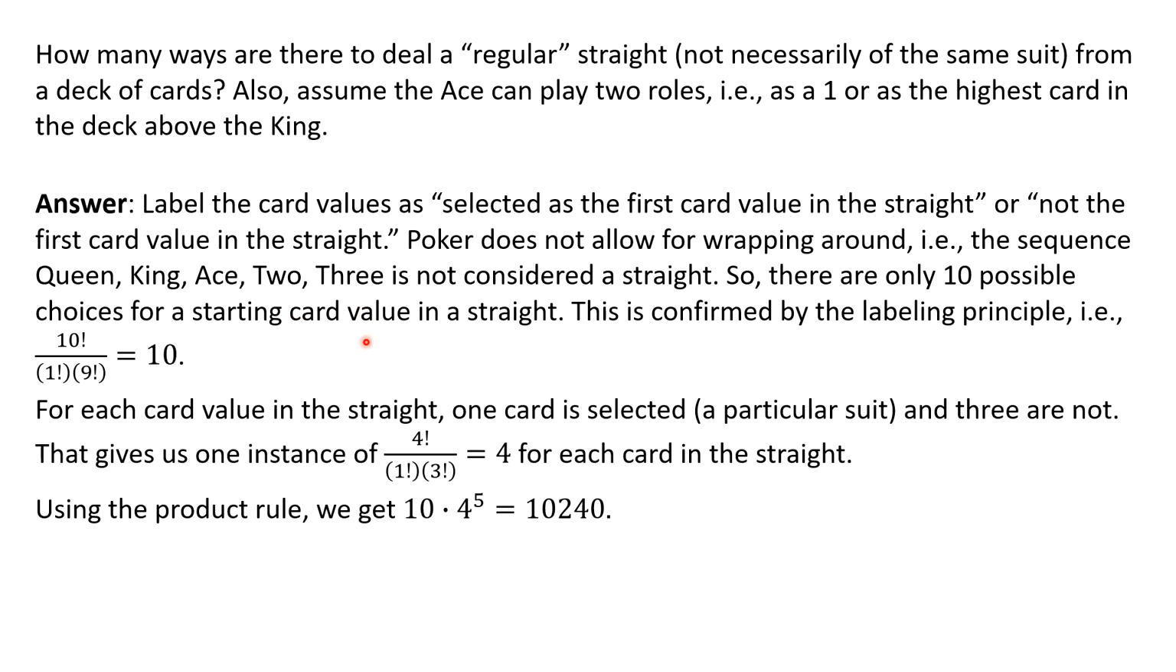So once you pick a card like 6, then you have to pick what suit the 6 is, what suit the 7 is, what suit the 8, 9, and 10 are. So you have 4 choices for each value in the straight. So it's basically 4 times 4 times 4, 5 times. So you have 10 times 4 to the 5th, or 10,240.